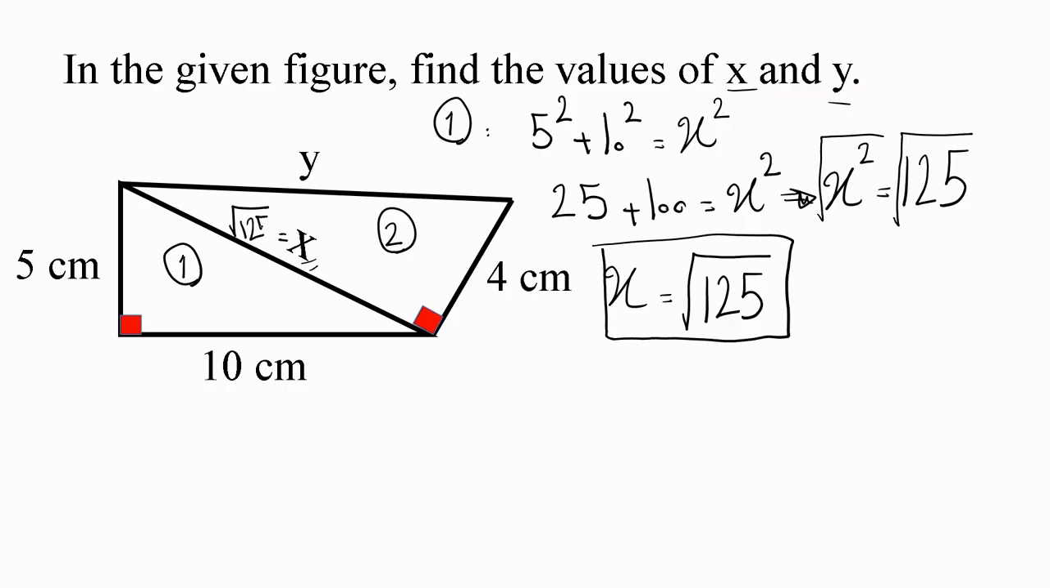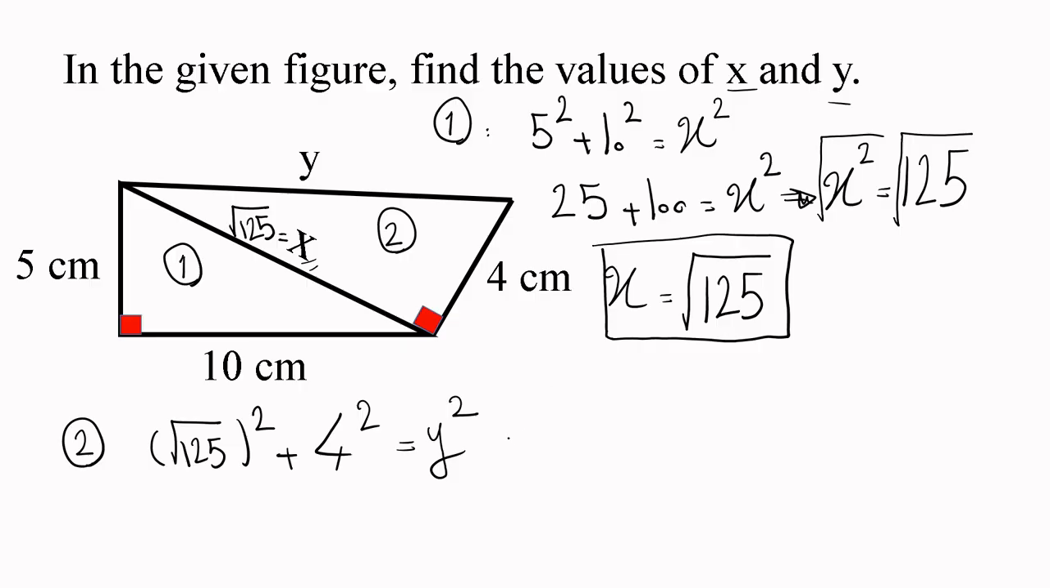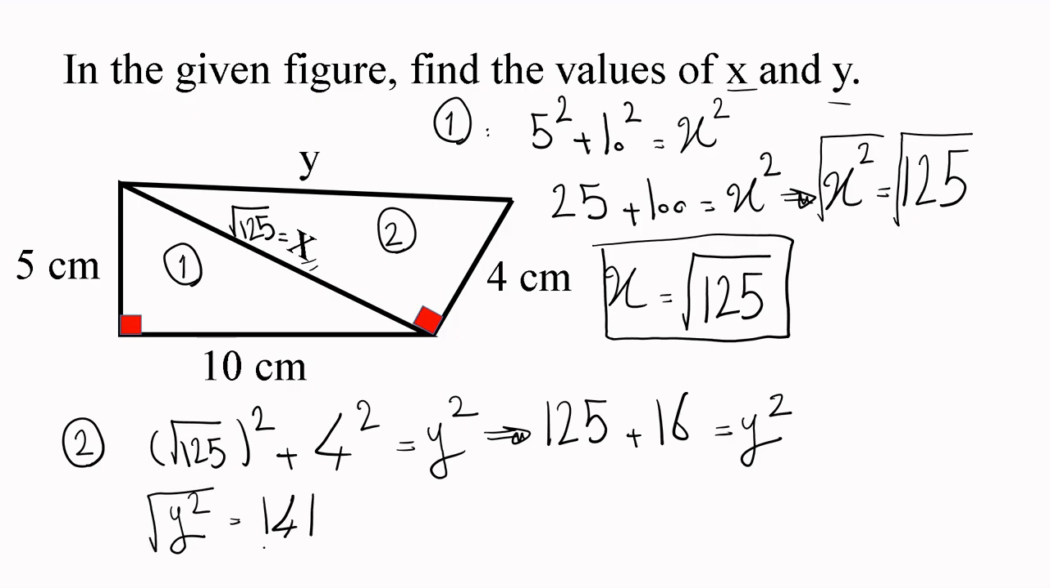radical 125. Let's go for the second square and find the value of y. Radical 125 squared plus 4 squared is equal to y squared. If I do that, I'm gonna have 125 plus 16 is equal to y squared. So y squared would be equal to 141. I'm gonna take a square root from both sides.